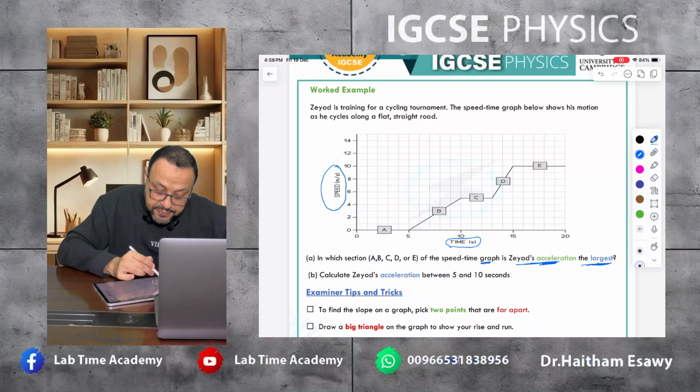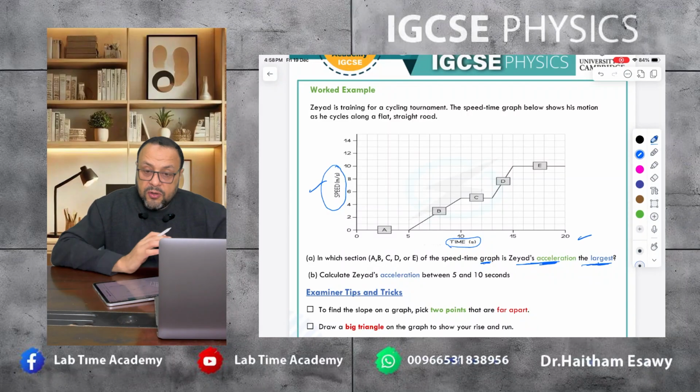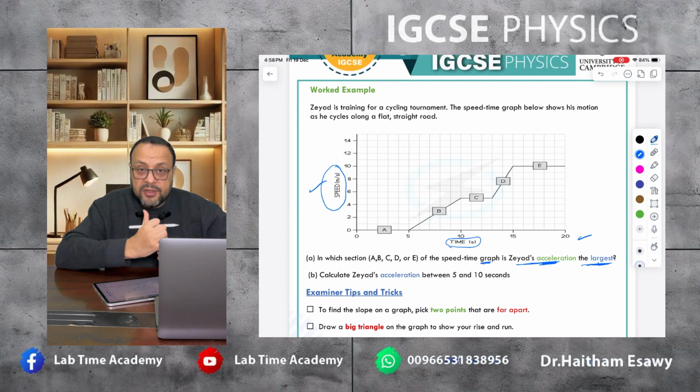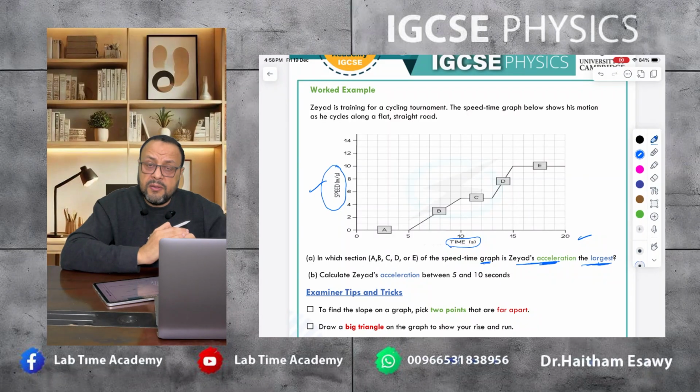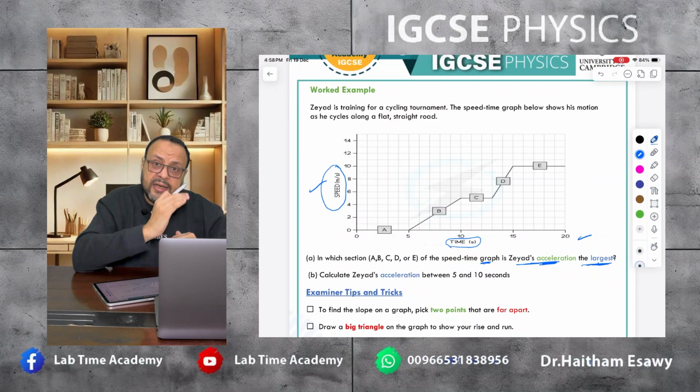As I said, we have a speed time graph. So the slope or the gradient for this graph will give us the acceleration. The highest acceleration will be the steeper line, the nearest one to the y-axis.